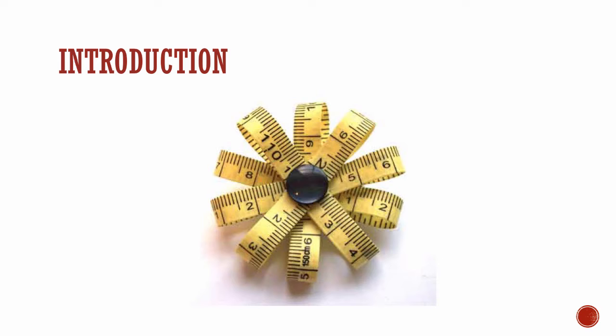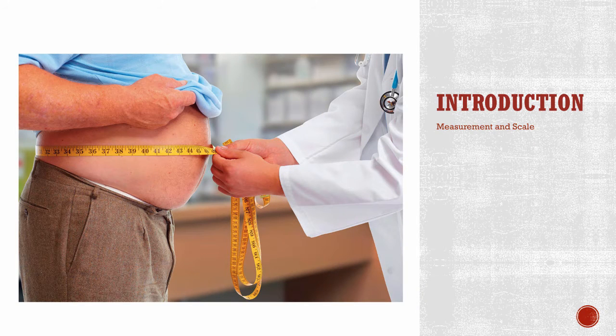What is this? This is a measuring tape. We can use this flexible ruler to measure size. So say my waist size is 47 inches. 47 is a measurement, and inches are scales.